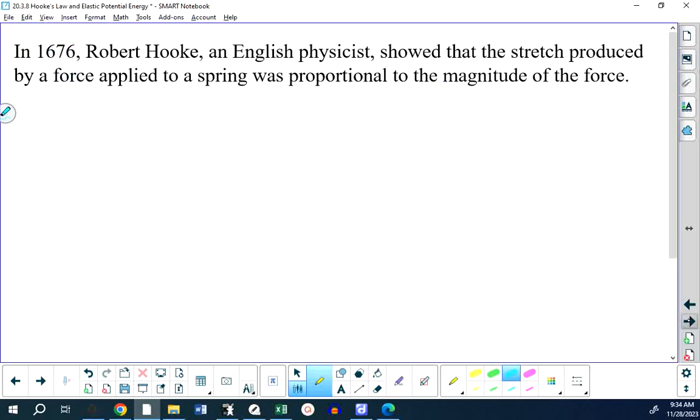Fair number of years ago, what are we looking at? 350 years? Approximately 350 years ago, Robert Hooke, an English physicist, showed that the stretch produced by a force applied to a spring is proportional to the magnitude of the force. What does that mean? Let's unpack that.